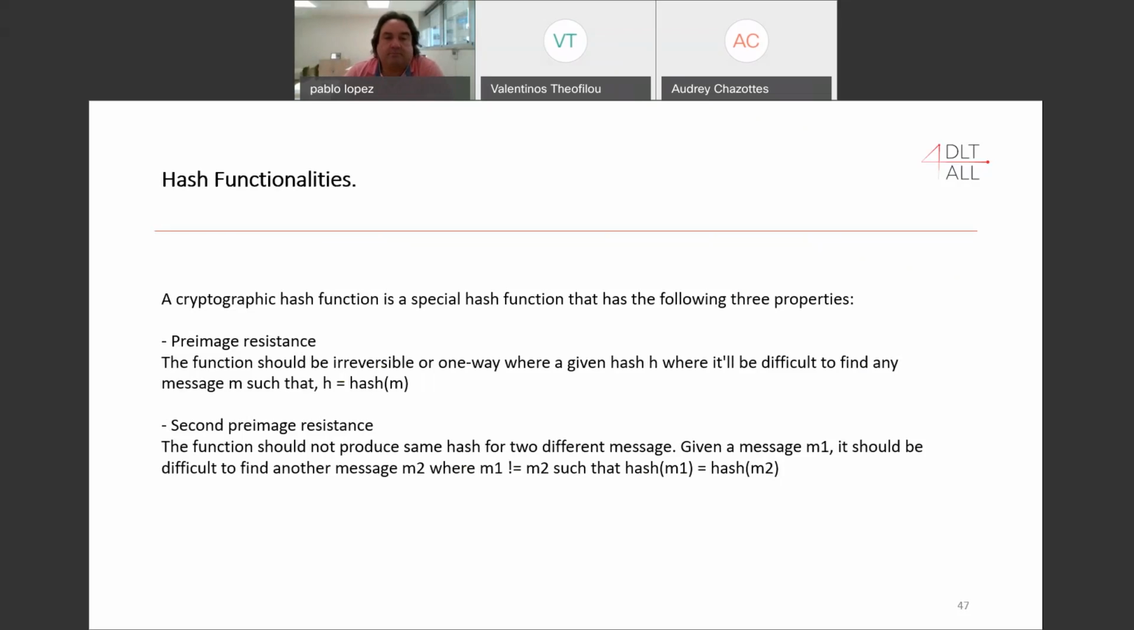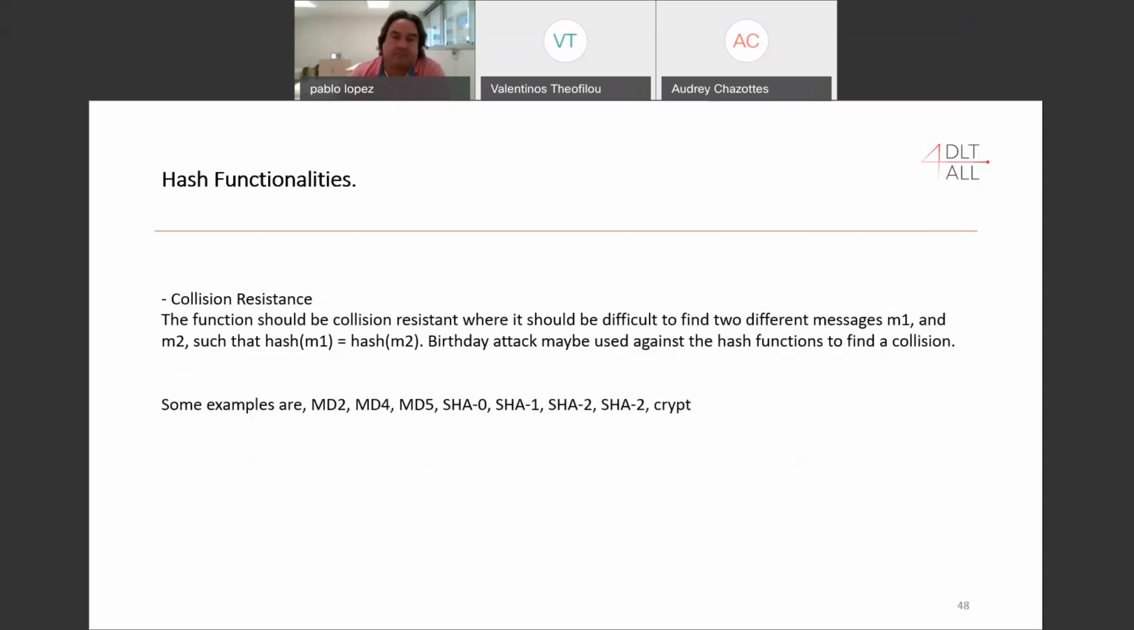The second, second pre-image resistance. The function should not produce the same hash for two different messages. Given a message M1, it should be difficult to find another message M2 such that the hash of M1 equals the hash of M2. That means the hash of message 1 would be the same as the hash of message 2. So we need this second pre-image resistance.